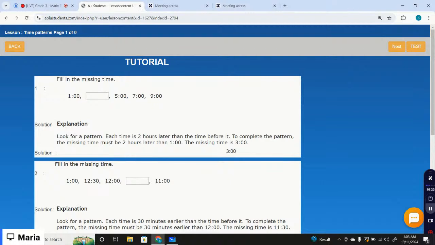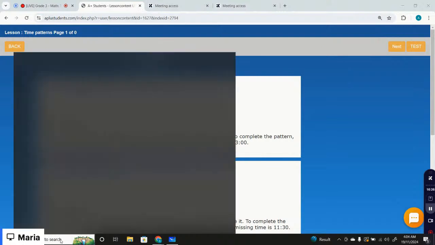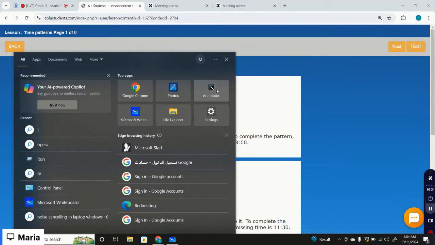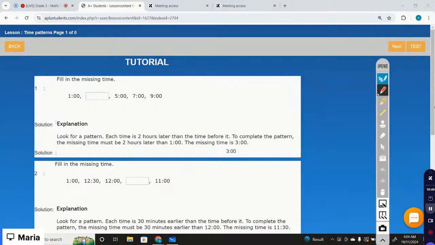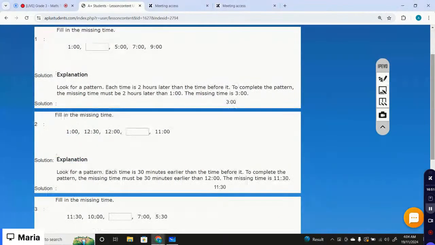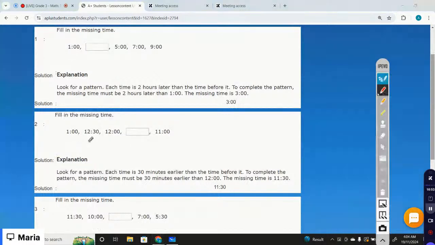5 plus 2 is 7. 7 plus 2 is 9. Time, right? 1 plus 2 is 3. That means the missing time is 3. Got it? Okay, just look at the other example. They are 1, 12:30, 12, the missing number, and 11. So which is the correct option?